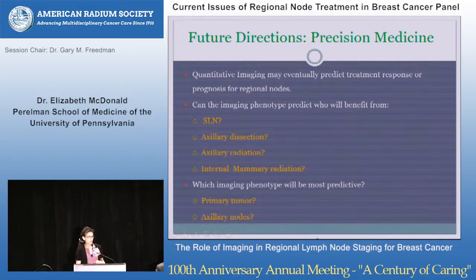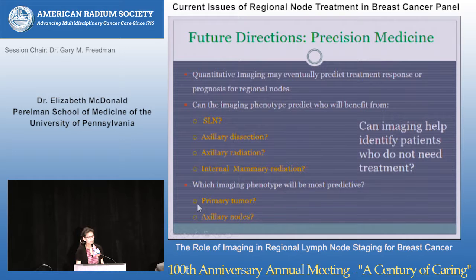And if an imaging phenotype is predictive, which one would that be? Would that be the phenotype of the primary tumor or the phenotype of the axillary nodes? As I discussed, the one trial looking at diffusion-weighted imaging here was not successful. So can imaging help to identify patients who do not need treatment?